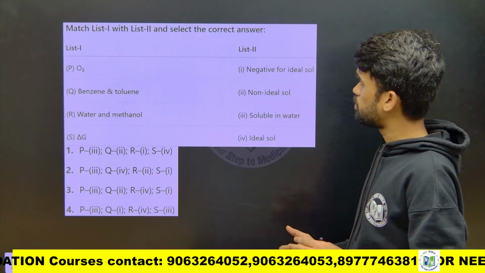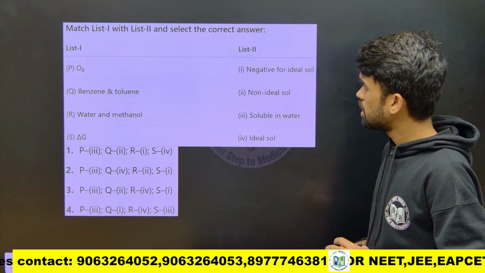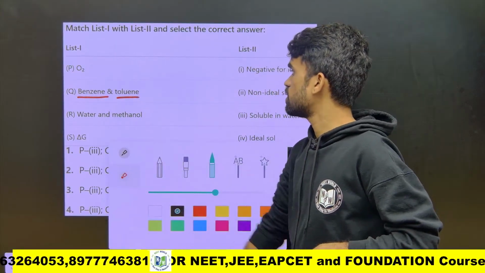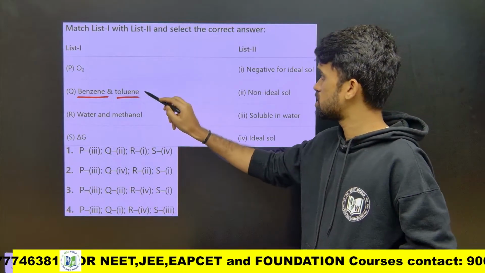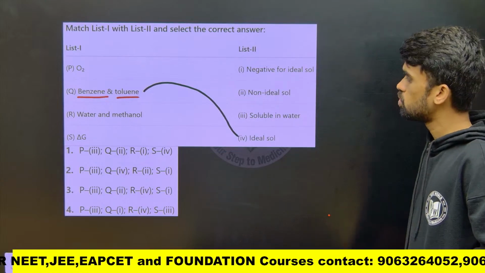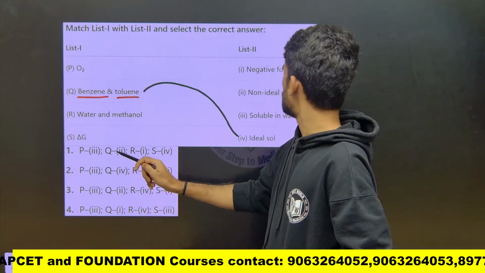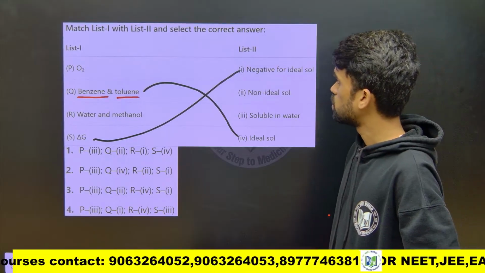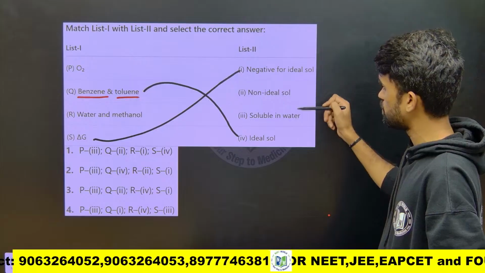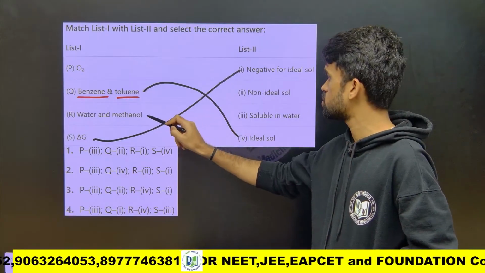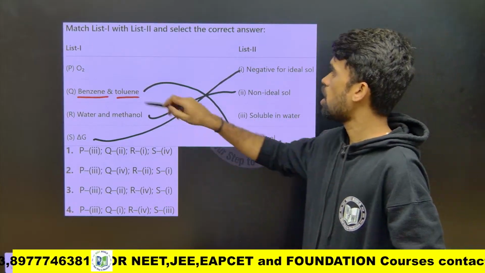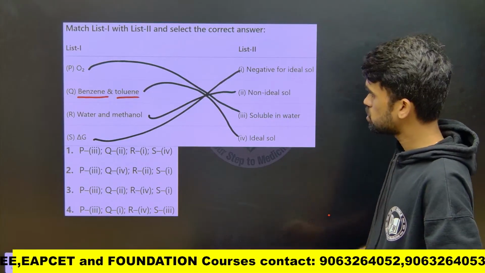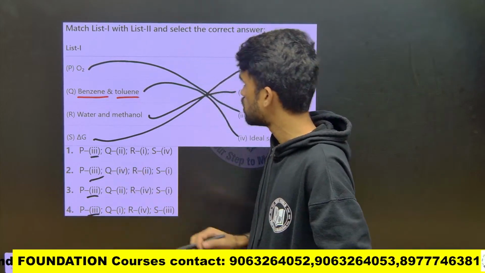Can you identify the proper matching from this list? See, benzene and toluene, we have just discussed. What kind of solution will this mixture form? Both have the same nature, so they will form an ideal solution, so you can go with Q4. And delta G, as I told you, should be negative for ideal solutions, so that is S1. Here we have water and methanol, and we are left with these two. Water and methanol have different nature, so they will form non-ideal solutions. And oxygen is a gas which can be soluble in water to some extent, right? So we have P3 everywhere. No need to get confused with that.